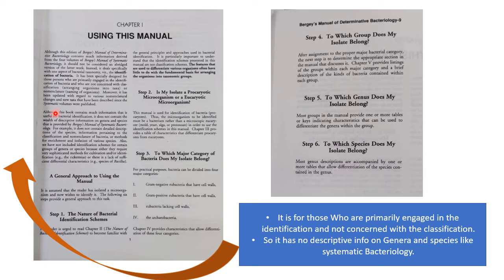Then the third step is to determine which major category of bacteria your isolate belongs to. There are four main categories: gram negative eubacteria that have a cell wall, gram positive eubacteria that have a cell wall, eubacteria which lack a cell wall, and archaeobacteria. Even prokaryotes are grouped as eubacteria and archaeobacteria. Archaeobacteria live in very harsh or extreme environments, and eubacteria are the bacteria which are widely found here and there. Simply just to cover this.